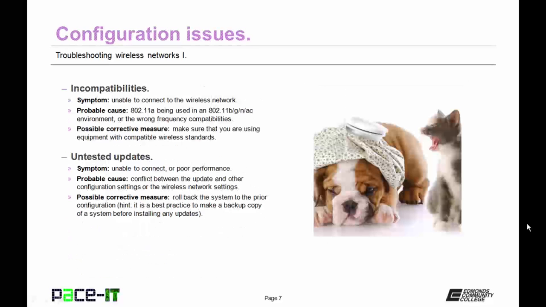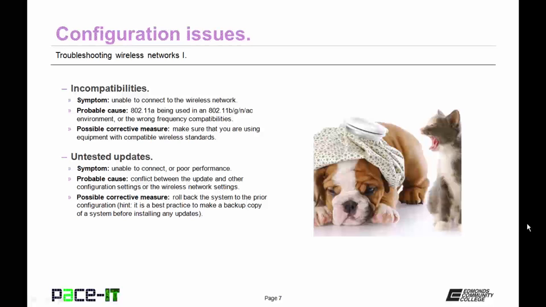Then there are incompatibilities. And the symptom is, again, the user is not able to connect to the wireless network. The probable cause is you have an 802.11a device being used in an environment in which it won't work, as in you're using 802.11g or n. Or there is a frequency mismatch between the wireless access point and the devices. The possible corrective measure is to make sure you're using equipment with compatible wireless standards.